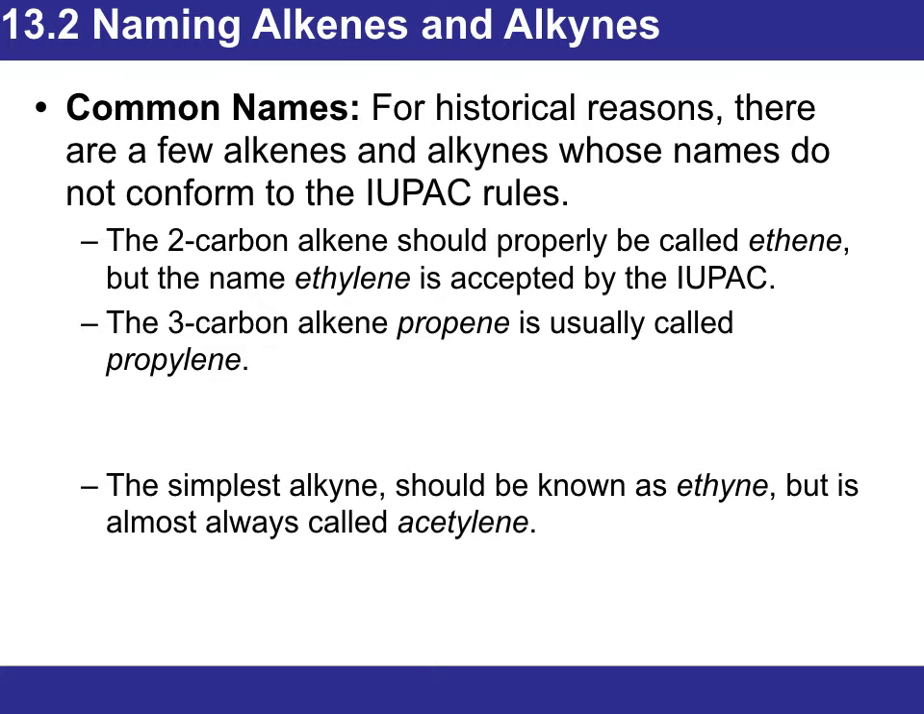You'll see later that we have to go back to historical reasons. There are a few alkenes as well as alkynes where we don't actually use the IUPAC rules, but they have a common name. For example, here the ones you should know, a 2-carbon alkene and a 3-carbon alkene. One of them is called ethene, we actually call it ethylene. The other one, the 3-carbon alkene propene, is usually called propylene. And for the alkyne, the simplest one, most of the time we call it acetylene. You've probably heard of those names.